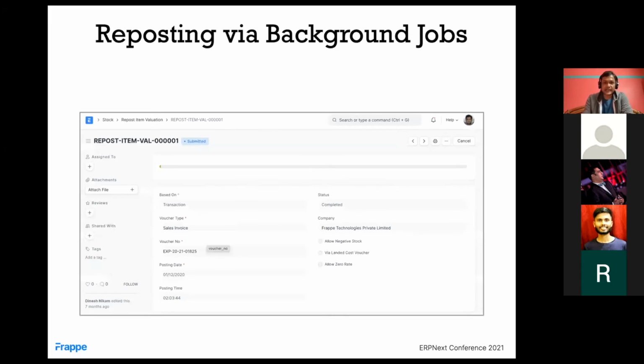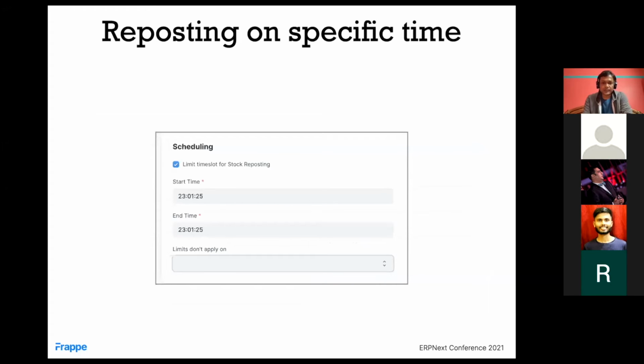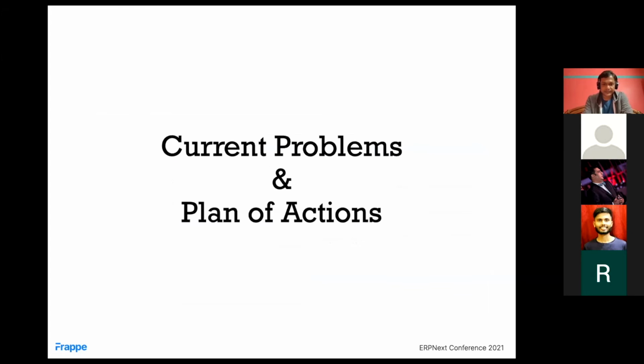And to implement that, we introduced a new doctype called Repost Item Valuation, which is created after submission of every stock transaction. This triggers and manages all the reposting of future ledger entries in the background. We also let you set a time slot for stock reposting. So if you want to do your reposting in your non-working hours, you can do so by using these settings.